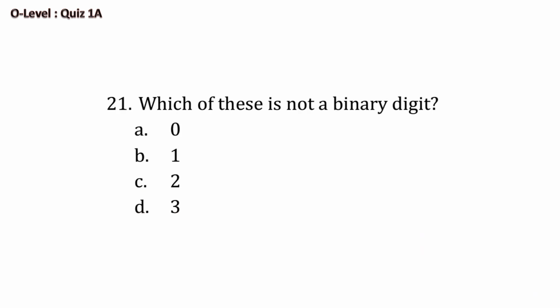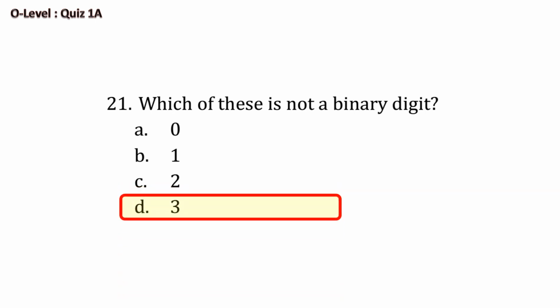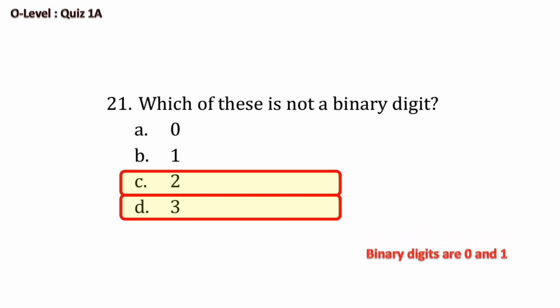Question 21 reads, which of these is not binary digits? Note that binary digits are only zeros and ones. Those are only two binary digits. So 2 and 3 here are not binary digits.